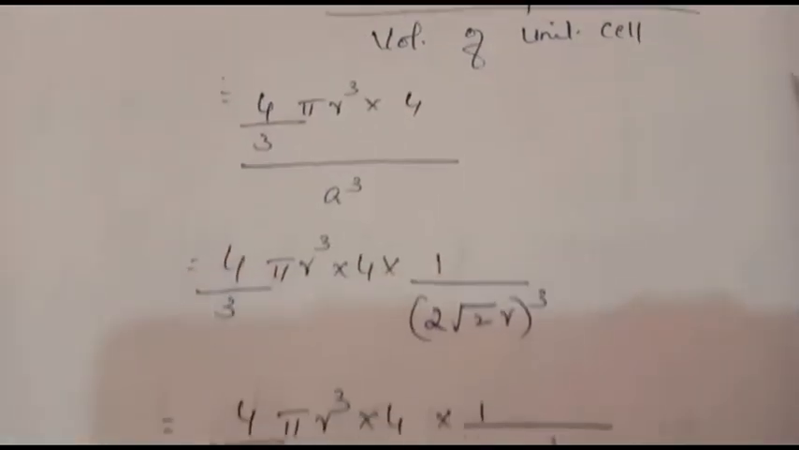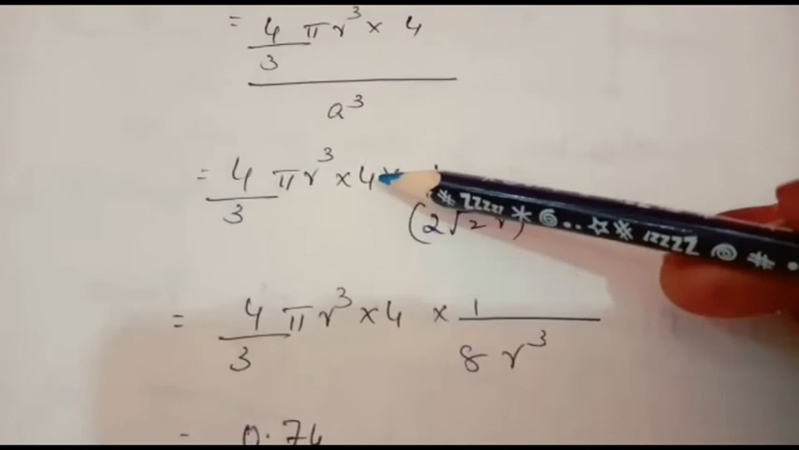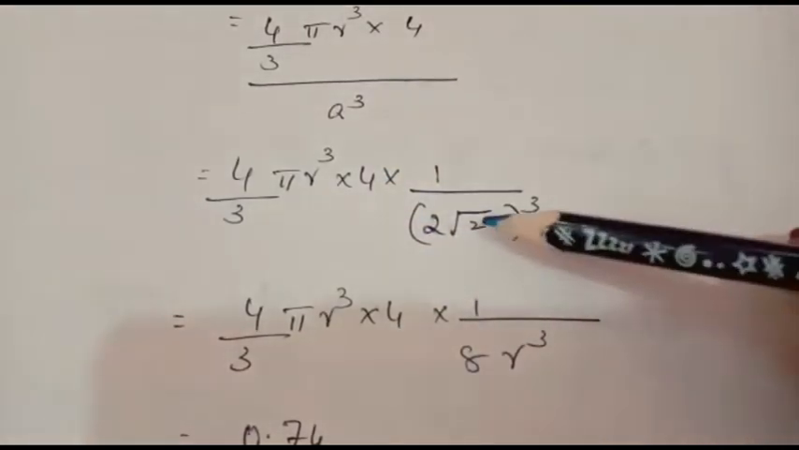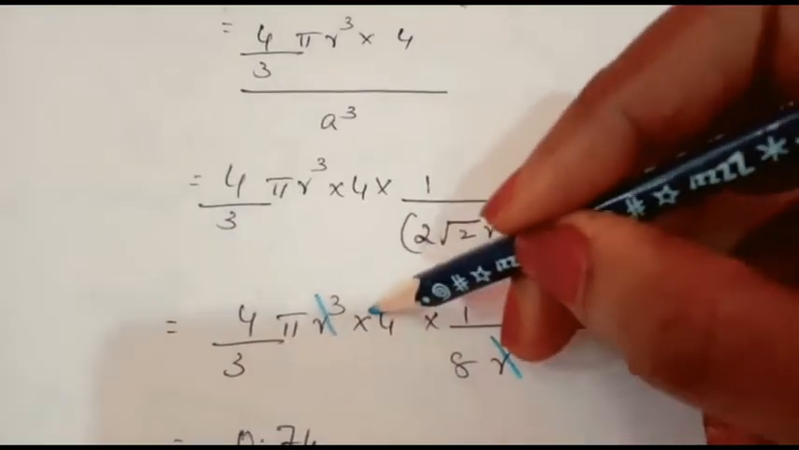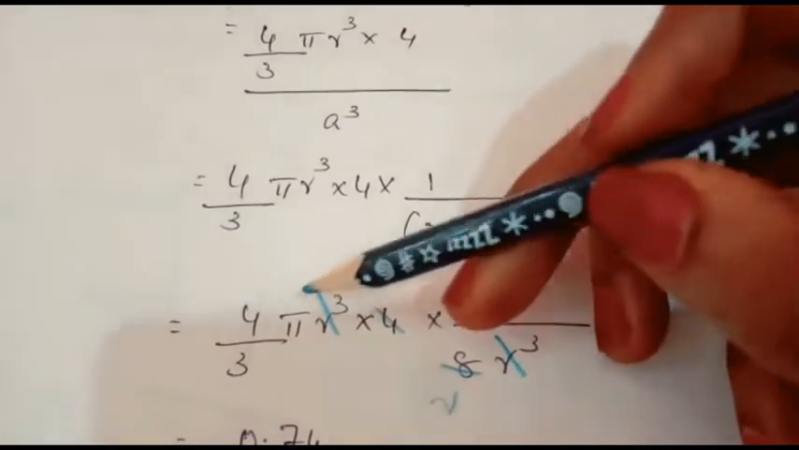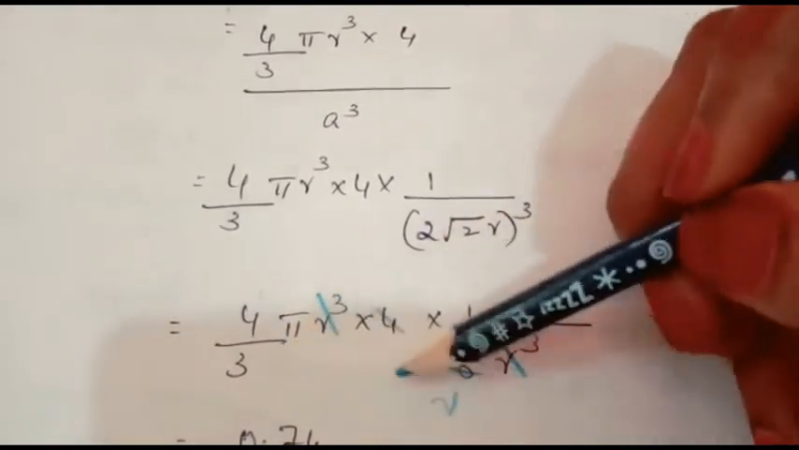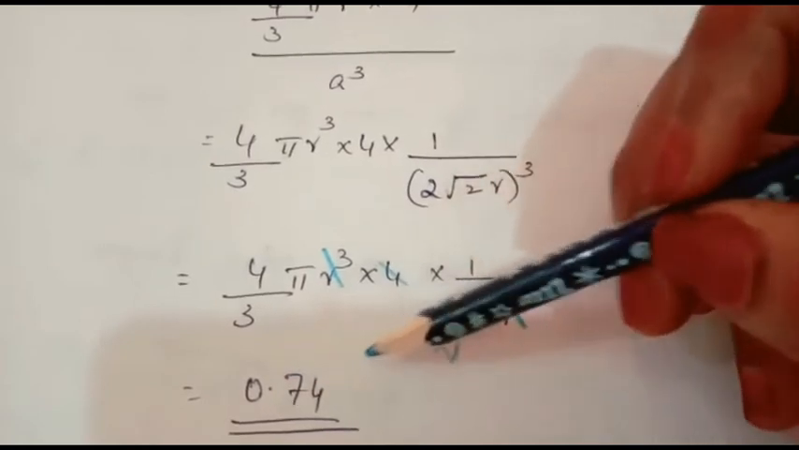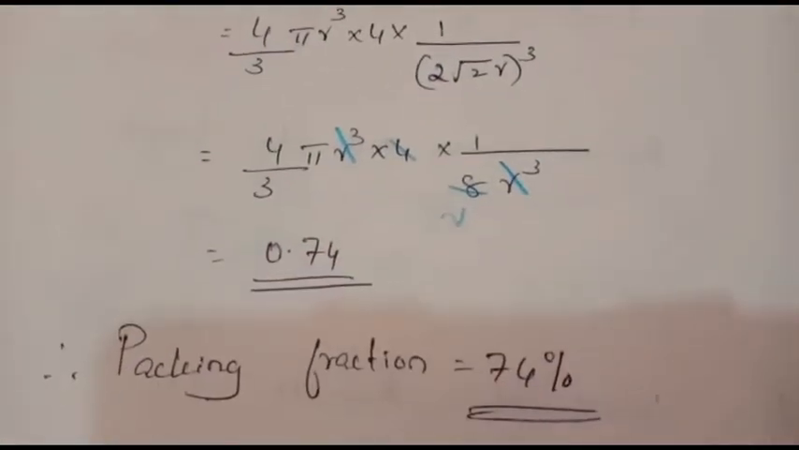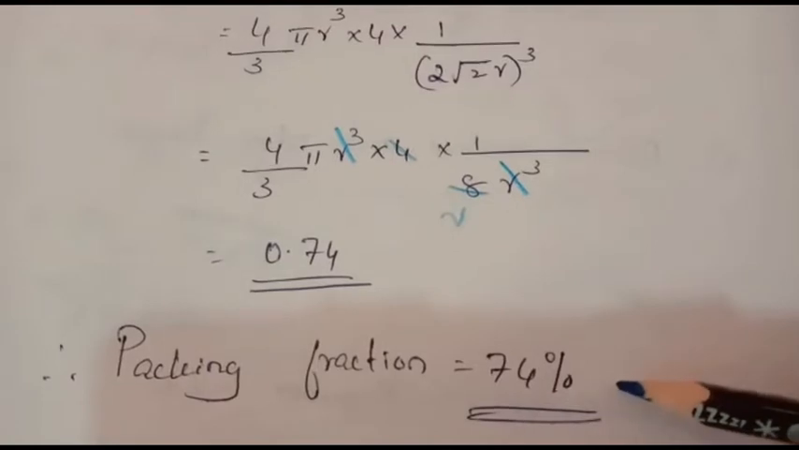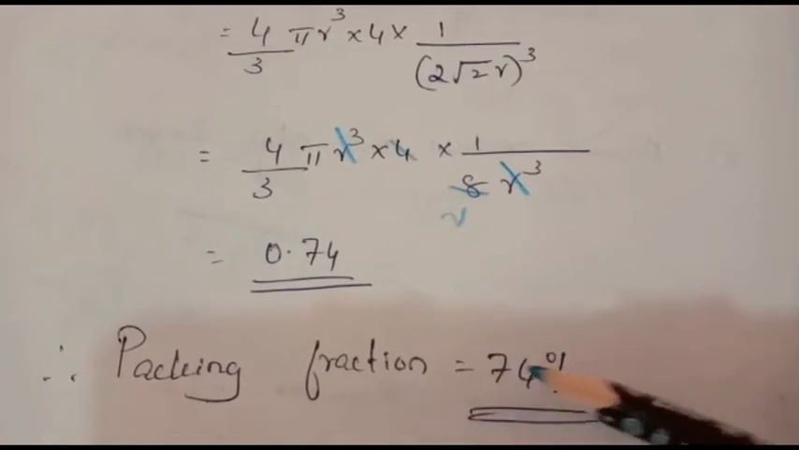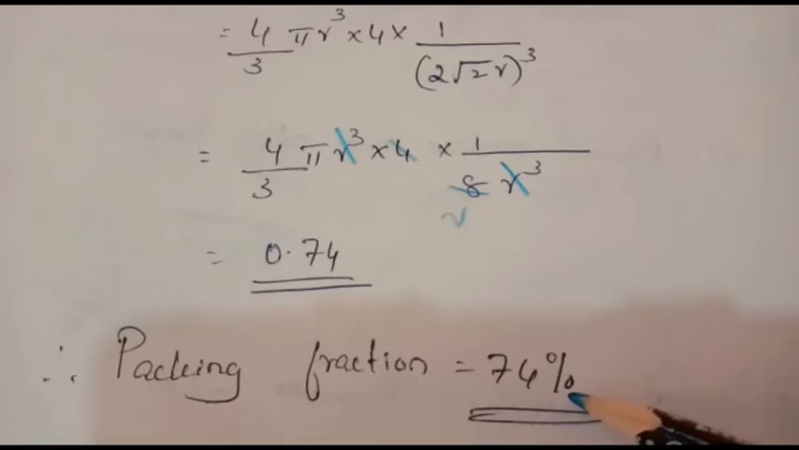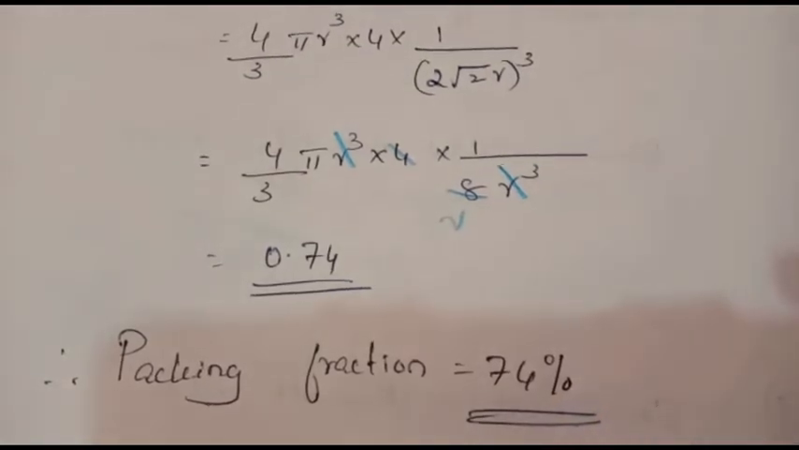Then substitute the values here. You will get 4 by 3 pi r cube multiplied by 4, divided by 8 r cube. So here r cube will be cancelled. Then here it will be 2, then 4 pi divided by 6. So the answer is 0.74. Therefore, the packing fraction of face-centered cube is 74%. So as the number of atoms increases from simple cube to face-centered cube, packing fraction also increases. For simple cube it was only 52% because atoms were present at only the corners, and here it is 74%.